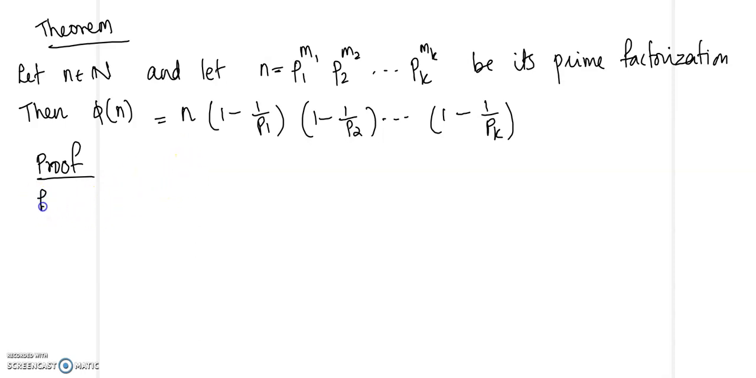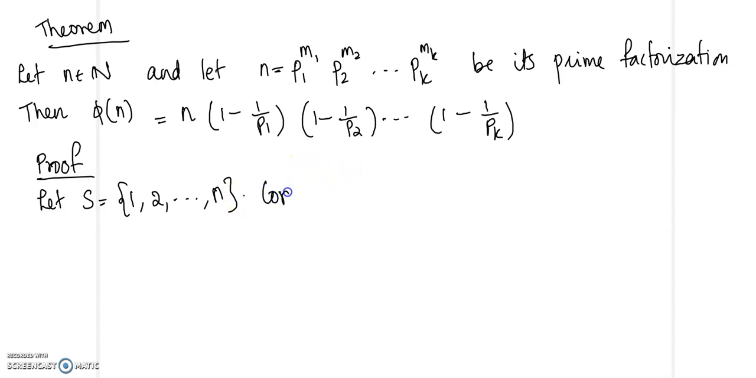So here we will define our set S to be the set 1, 2, 3, etc. up to n. An element x is said to satisfy a property Pi if Pi divides x. If P1 divides x, we call it property P1; if P2 divides x, property P2; and if Pk divides x, that is called property Pk.